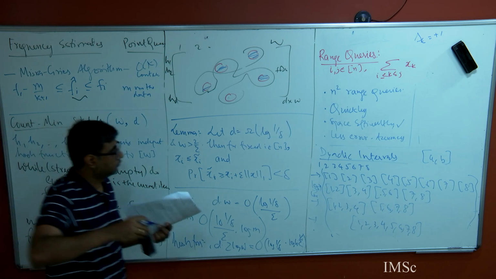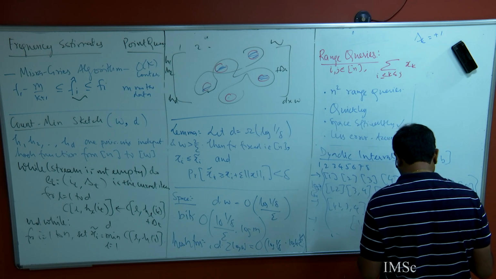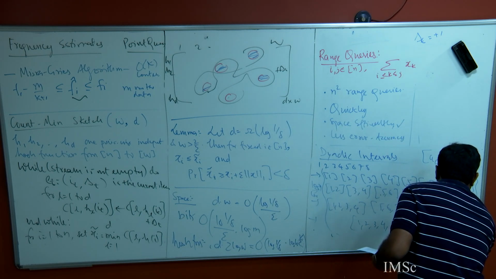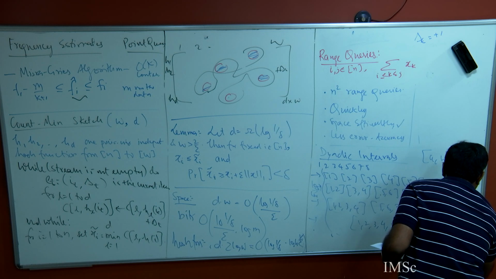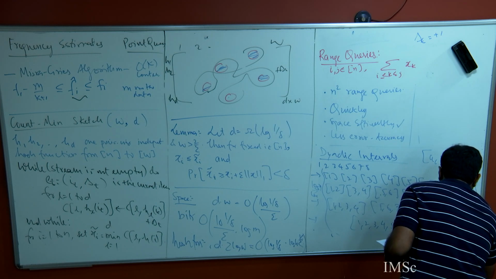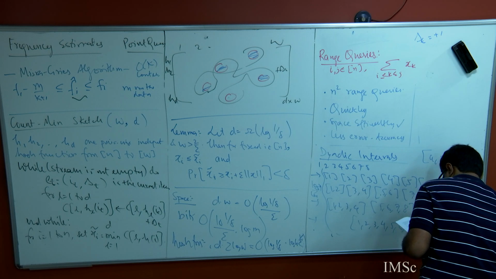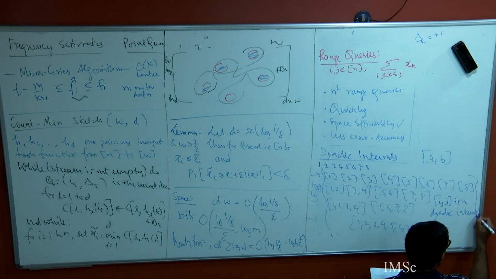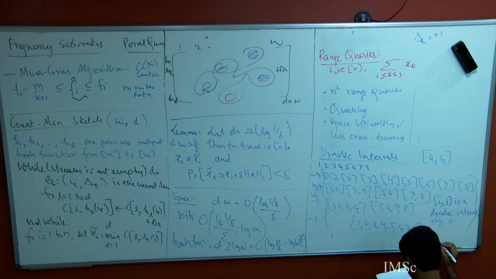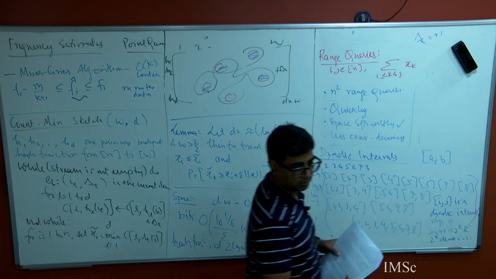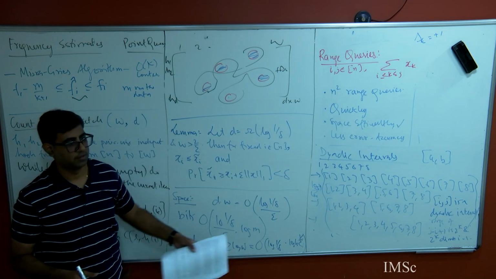More formally, the definition is: i comma j is a dyadic interval or range if j minus i plus 1 is 2 power k, and 2 power k divides i minus 1. Then this is called dyadic. Look, all of these satisfy this requirement.